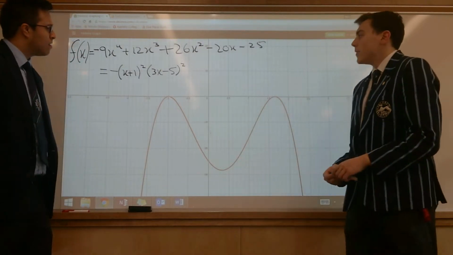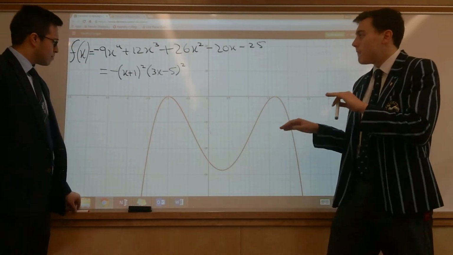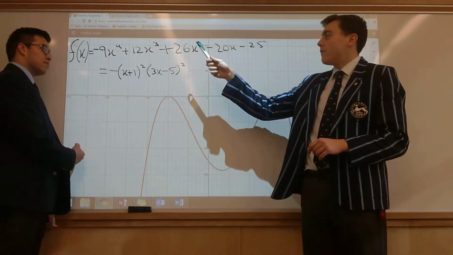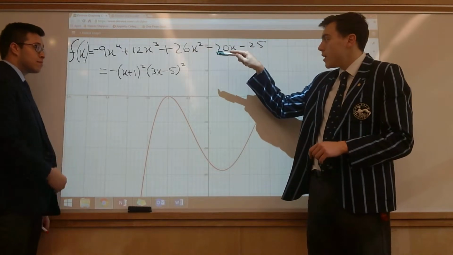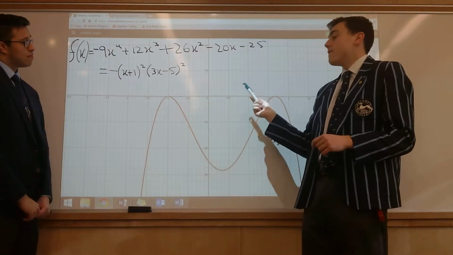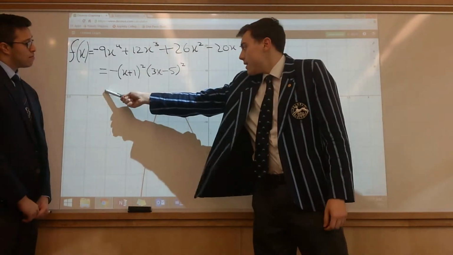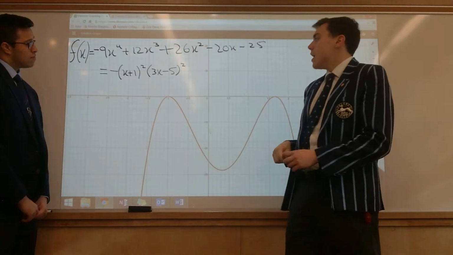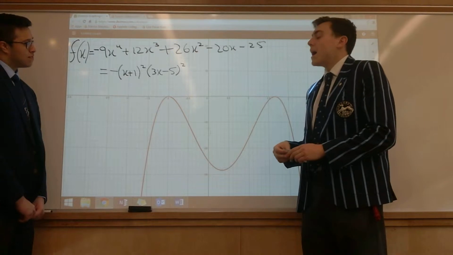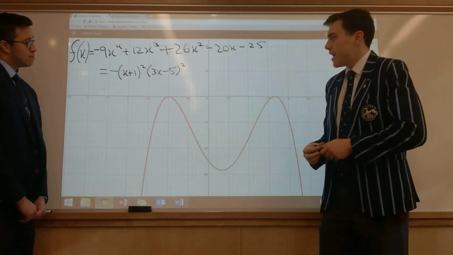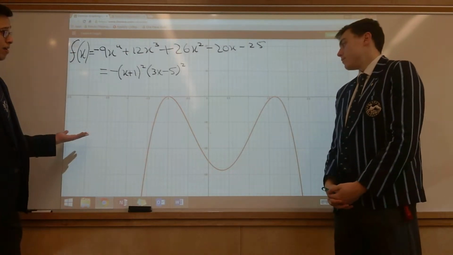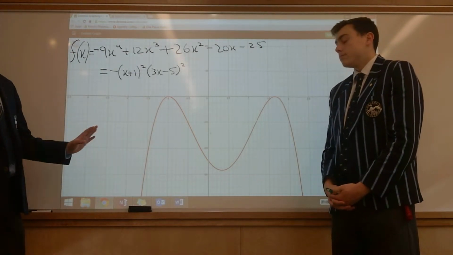And today, we're going to be exploring and understanding our function, which is f of x equals negative 9x to the fourth plus 12x cubed plus 26x squared minus 20x minus 25. Or, in factored form, negative (x plus 1) squared times (3x minus 5) squared. Let's begin. The first topic that we're going to discuss here is the long run behavior of this function using the limit notation.